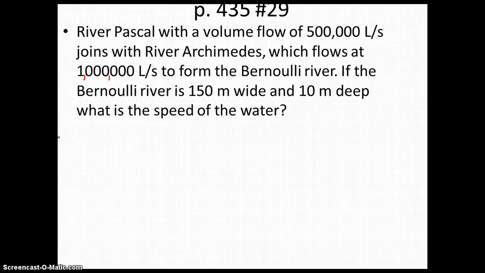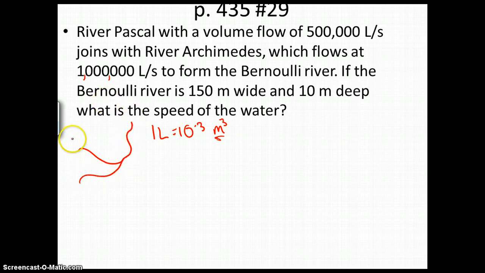And so the first conversion that we need to do is that 1 liter is equal to 10 to the negative third cubic meters, and cubic meters is what we want. And just to give you a visual here, we've got two rivers that are kind of flowing into one river. We've got the River Pascal and the River Archimedes that come together to make the Bernoulli River.